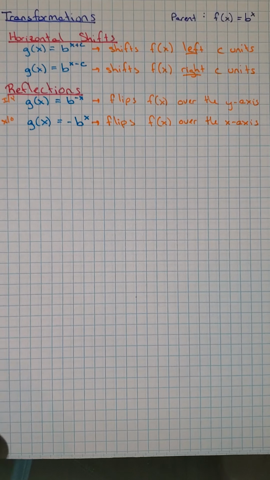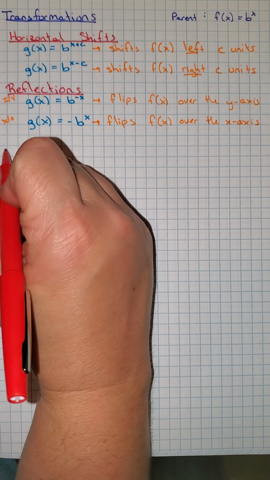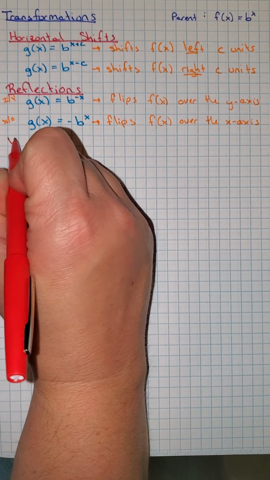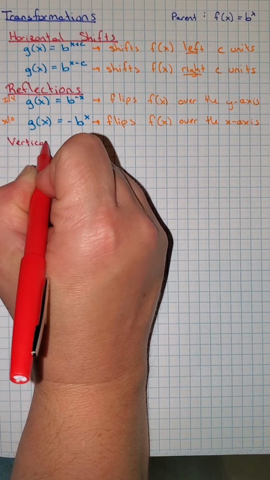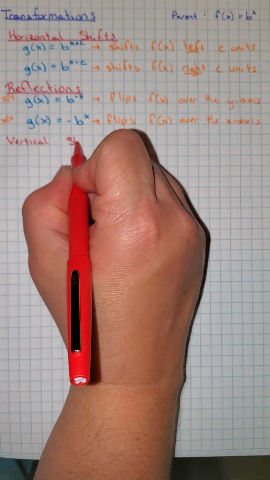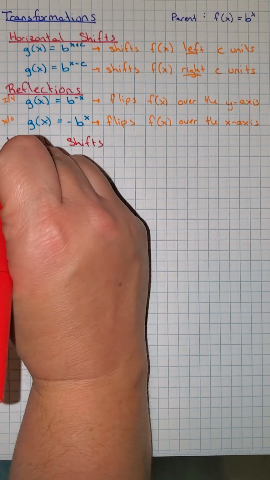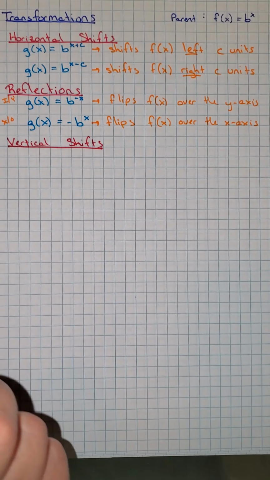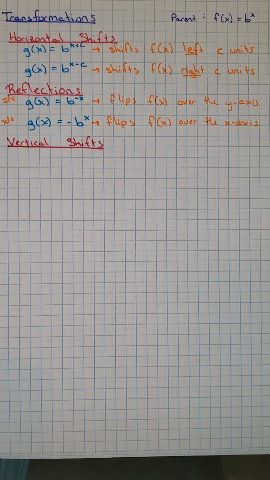All right, and then last but not least, you have your vertical shift. And this is the only one to me that makes any sense because it does what you think it's going to do. This is your ups and downs. And remember, you add or subtract something outside the function.